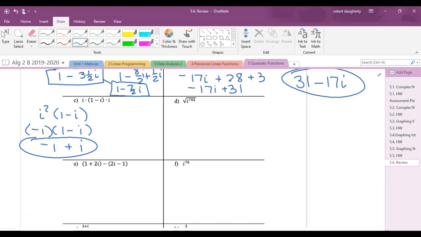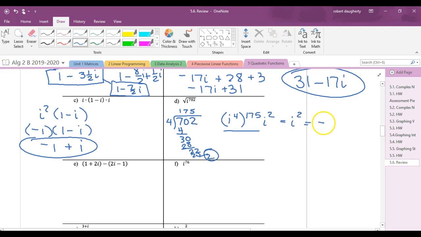i to the 702nd power. So all you really need to do, you need to know how to divide 702 by 4, and then whatever your remainder is. 4 goes into 7 one time. That leaves you a 3. Bring this down. It goes in there 7 times. 28, that leaves you a 2. Goes in there 5 times. That's 20 with a remainder of 2. So my answer is going to be i to the remainder, i squared. Another way of thinking about this is i to the 4th to the 175th power times i squared. That's just a big fancy way of writing 1. So this is just i squared, which is negative 1.